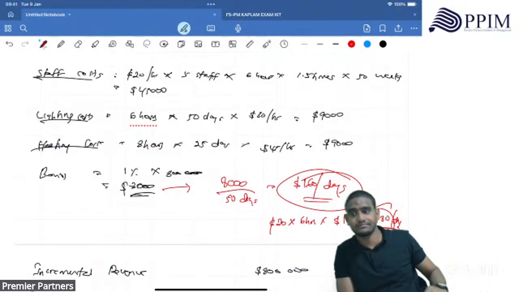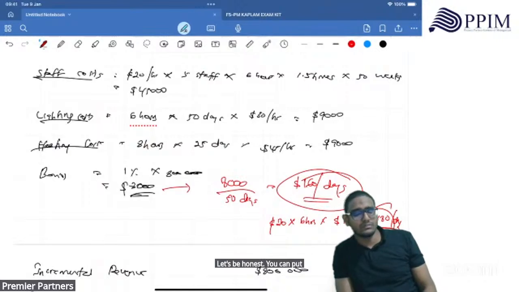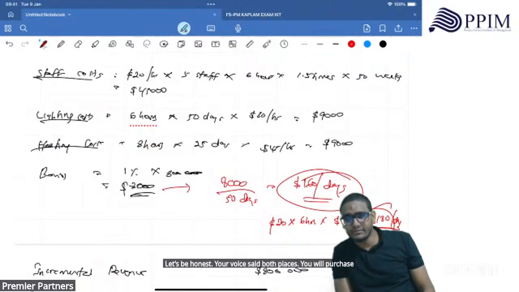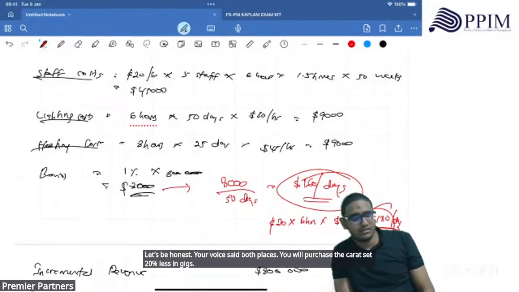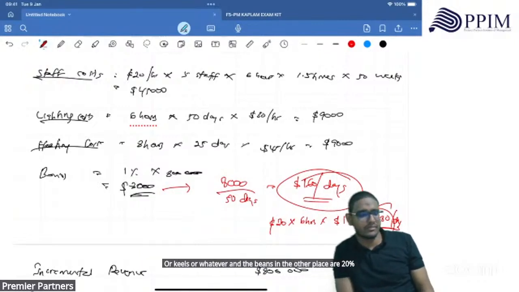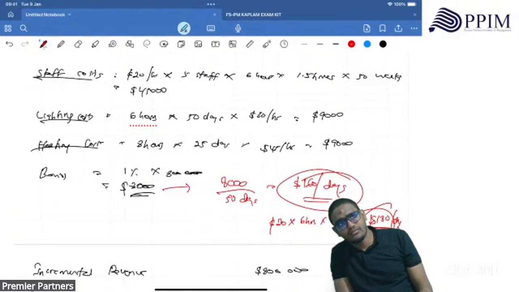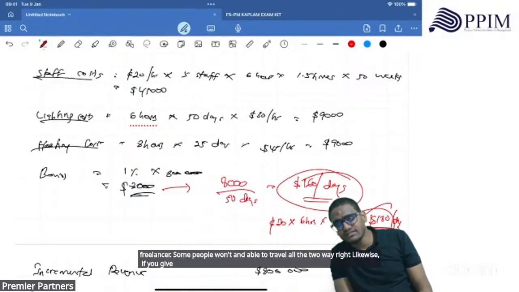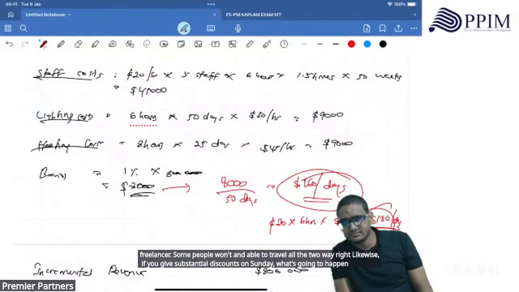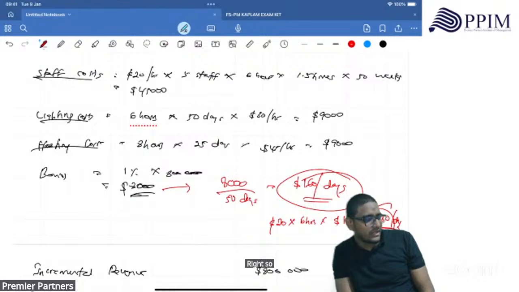Let's be honest. You'll purchase at both the places. You'll purchase the carrots at 20% less in Cargills and the beans in the other place at 20% less. A typical Sri Lankan. Some people won't have the trouble to travel all that way. Likewise, if you give substantial discounts on Sunday, what's going to happen? Everybody's going to come on Sunday. So that can become an issue for the company.